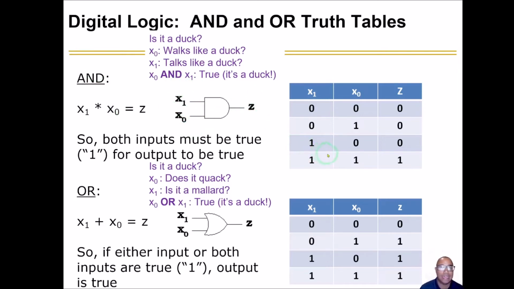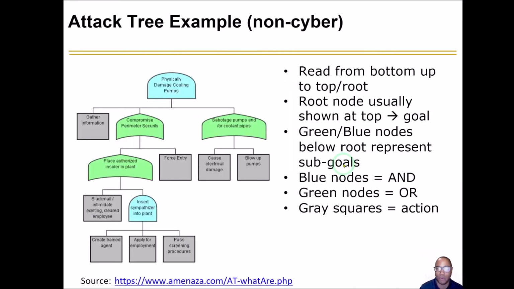Let's see what it looks like in our attack tree and how it rolls up with the logic. I think seeing the next one makes it a little more clear if you've never seen these logical operators before. So here's our example using the nuclear power plant non-cyber threat. We're asking whether or not the nuclear power plant was physically damaged due to its cooling pumps being damaged. At the very top of our attack tree, we have the root. The root is asking yes or no if our plant was physically damaged, was attacked.